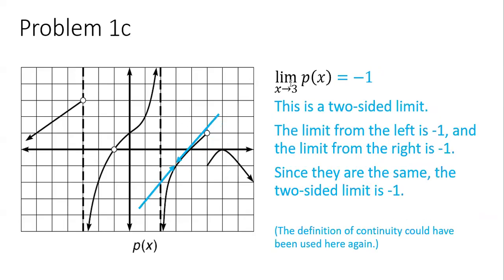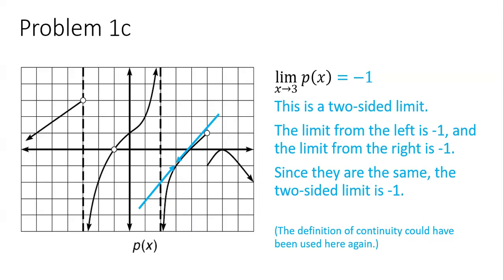Part C, when there's no minus or plus, remember there's a two-sided limit. So we have to approach both from the left and from the right. In this case, when we approach from the left, the y value approaches -1. As we approach from the right, it also approaches -1. Since they match, the two-sided limit is -1. If they don't match, if it goes to something on the left and some other thing on the right, the limit does not exist, if you remember that.